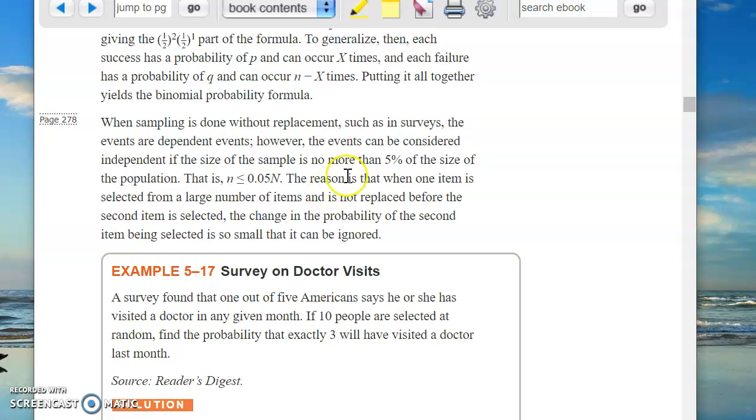Okay. All right. Now here's a very important point. When sampling is done without replacement, such as in a survey, the events are dependent events. So you would look at this and say, well, hey, you're doing it without replacement. One of the criteria, singular is criterion, is that the events have to be independent. Well, if you do sampling without replacement, you would very easily criticize me, and you would say, hey, Mr. Cantrell, you did this sampling without replacement.